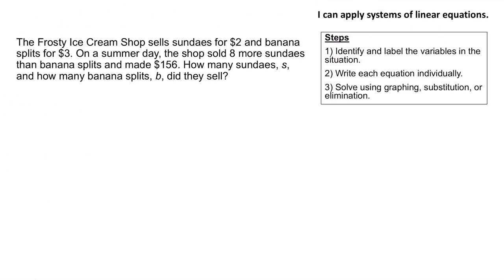So in this problem, it says that the Frosty ice cream shop sells sundaes for $2 and banana splits for $3. On a summer day, the shop sold 8 more sundaes than banana splits and made $156. How many sundaes S and how many banana splits B did they sell? So let's find the important information. We have sundaes for $2, banana splits for $3. One day we sold 8 more sundaes than banana splits and made $156. So how many sundaes and how many banana splits did they sell?